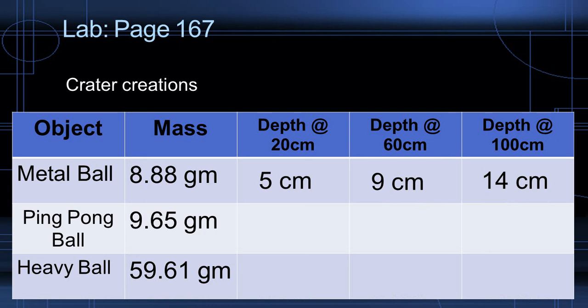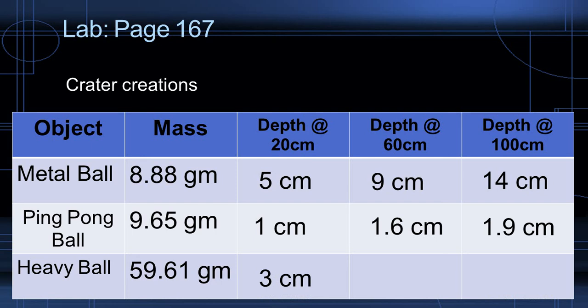So then our next ball, the ping pong ball, which didn't go very far at all, it was about 1, and then a 1, and almost 1.5, and not even 2. You see, so its crater didn't have much of a difference. It was fairly large, but its mass was not great. Okay. Then our heavy ball that was the same size, it's going to be a little better, right? So it went down about 3 centimeters at 20, and about 5, and then about 8.